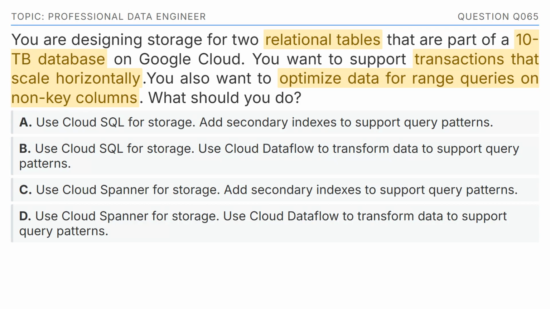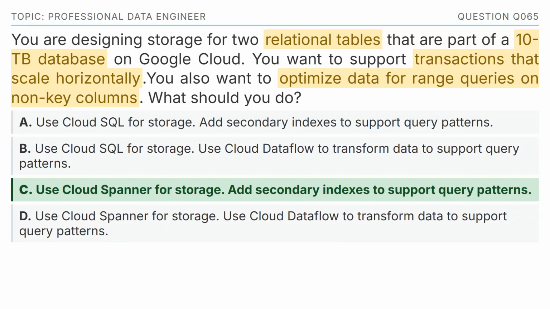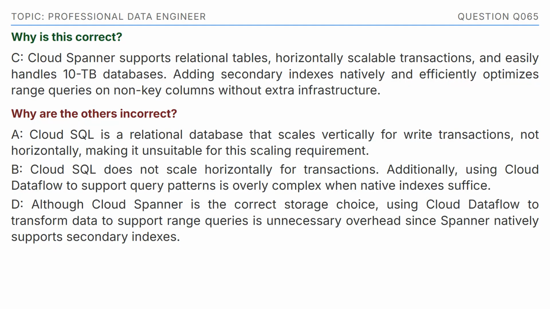To arrive at the correct answer, we focus on the keywords: relational tables, 10 terabytes database, transactions that scale horizontally, optimize data for range queries on non-key columns. The correct answer is option C, use Cloud Spanner for storage. Add secondary indexes to support query patterns. Why is this correct? C. Cloud Spanner supports relational tables, horizontally scalable transactions, and easily handles 10 terabytes databases. Adding secondary indexes natively and efficiently optimizes range queries on non-key columns without extra infrastructure.